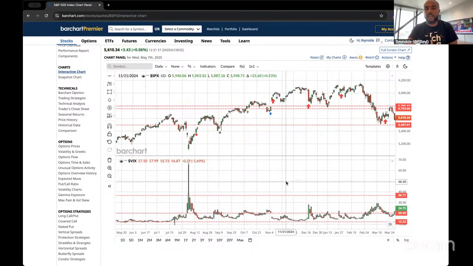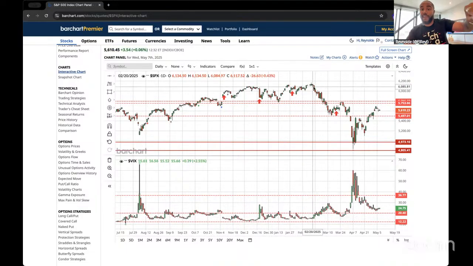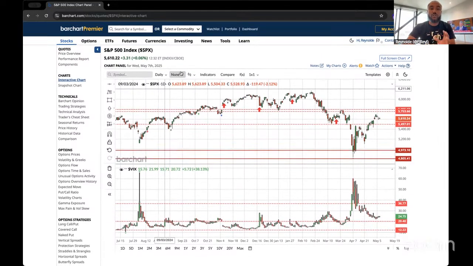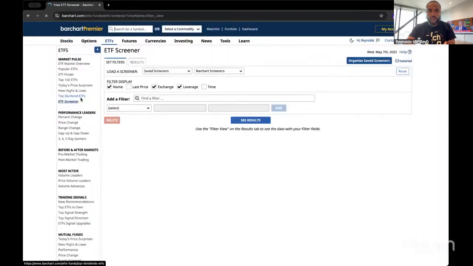So a lot of times traders will use the VIX as sort of an insurance, right? When good times are there and the VIX is low, they may come in and say, hey, the VIX is low, maybe I can trade this as an insurance so that when things go bad, I can profit off of that insurance. So let me show you how traders trade this with the VIX. Let me show you a few ways that traders trade volatility. One way you could do this, you can go to the ETF screener.